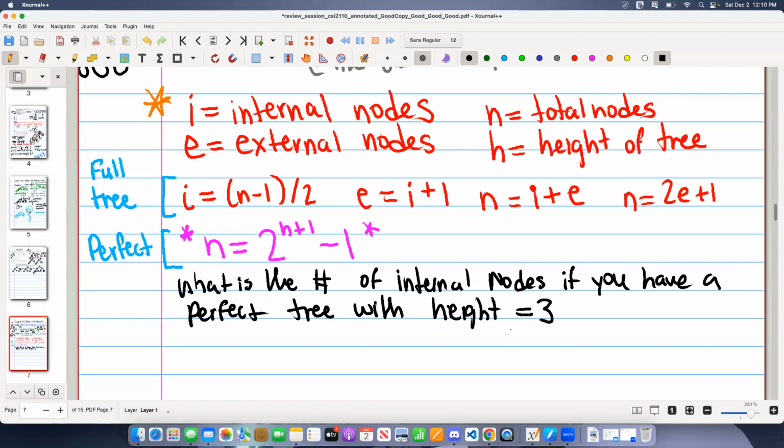I can't do, you're not going to have a calculator, so it's going to be relatively simple. Okay, what is the number of internal nodes if you have a perfect tree with height 3?